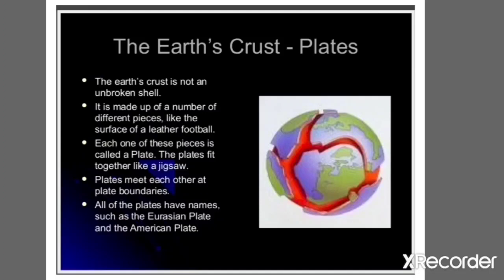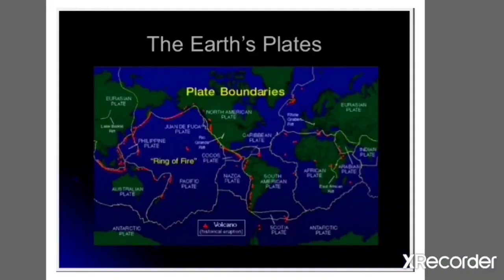The plates fit together like a zigzag, and the plates meet each other at the plate boundary. All of the plates have names, such as the Eurasian plate and the American plate. So you have to remember, the theory of plate tectonics explains that the upper part of the earth, called the crust, is divided into 7 major and 3 minor plates.